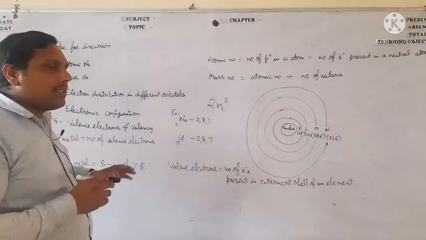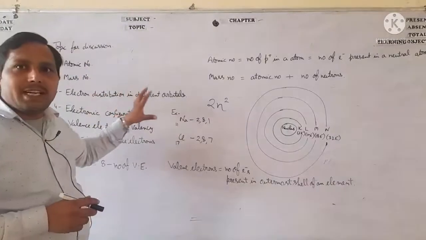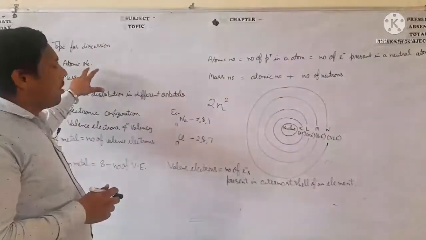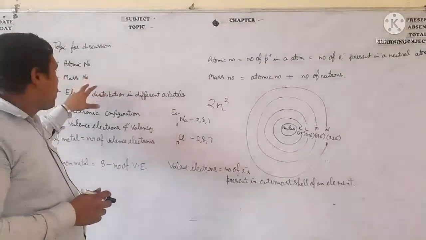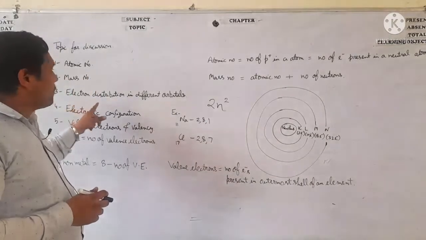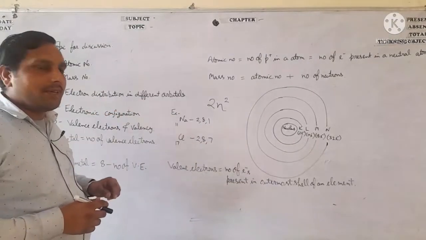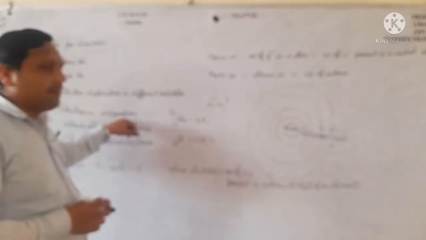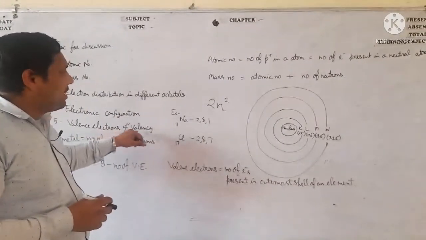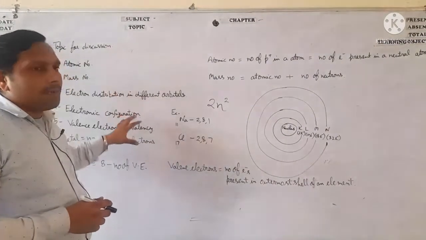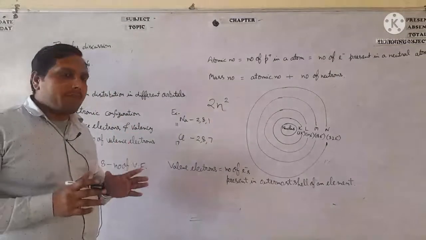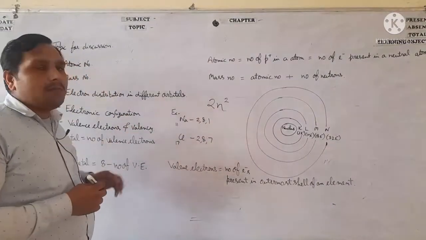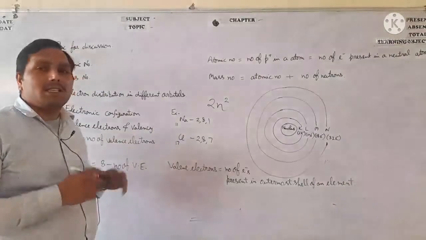Dear students, these are some topics which I will explain in this video. Topic 1 is atomic number, topic 2 is mass number, topic 3 is electron distribution in different orbitals, electronic configuration, valence electron and valency. These are very important topics for chemistry. So one by one we will discuss these topics in this video.